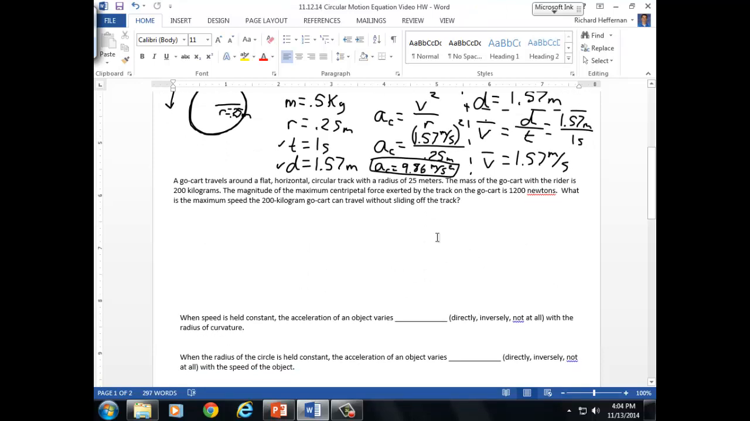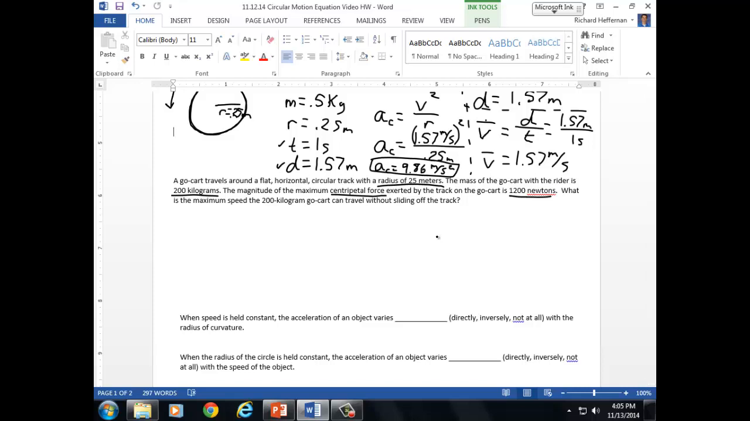A go-kart is traveling around a flat horizontal circular track with a radius of 25 meters. The mass of the go-kart with rider is 200 kilograms. The magnitude of the maximum centripetal force exerted by the track on the go-kart is 1,200 newtons. What's the maximum speed the go-kart can travel without sliding off the track?